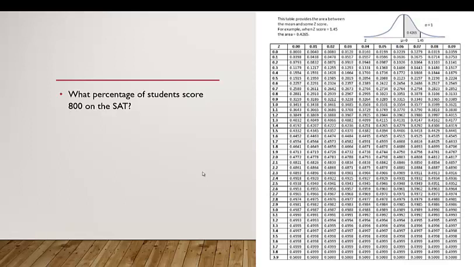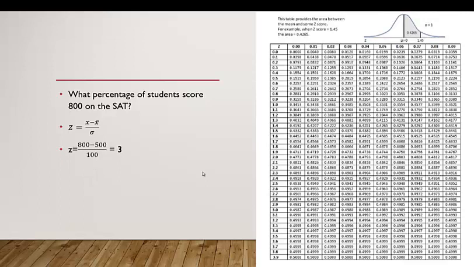Okay. At first you're probably thinking there's no way to do this, but there is, because we've worked through it already. What percentage of students in America have perfect SAT scores? We know what the mean and the standard deviation are. So what we need to do is find our z-scores. So let's take a look at that formula. Z equals our score minus the mean over the standard deviation.